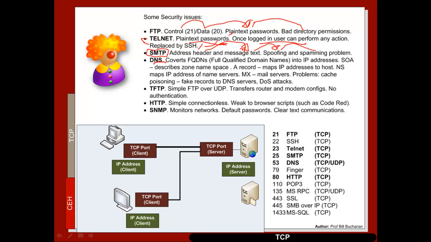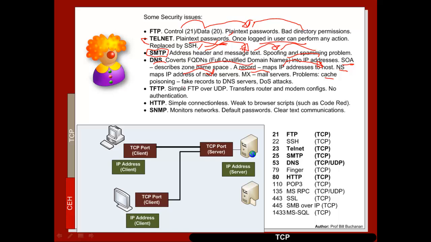DNS, as we'll find in the following units, converts fully qualified domain names, such as Microsoft.com, into IP addresses. It contains an SOA, which describes the zone namespace, an A record, which maps an IP address within the domain to a host name, such as www.microsoft.com being a host within the Microsoft.com domain. NS defines the IP addresses of the name servers within the domain. MX defines the default mail servers.